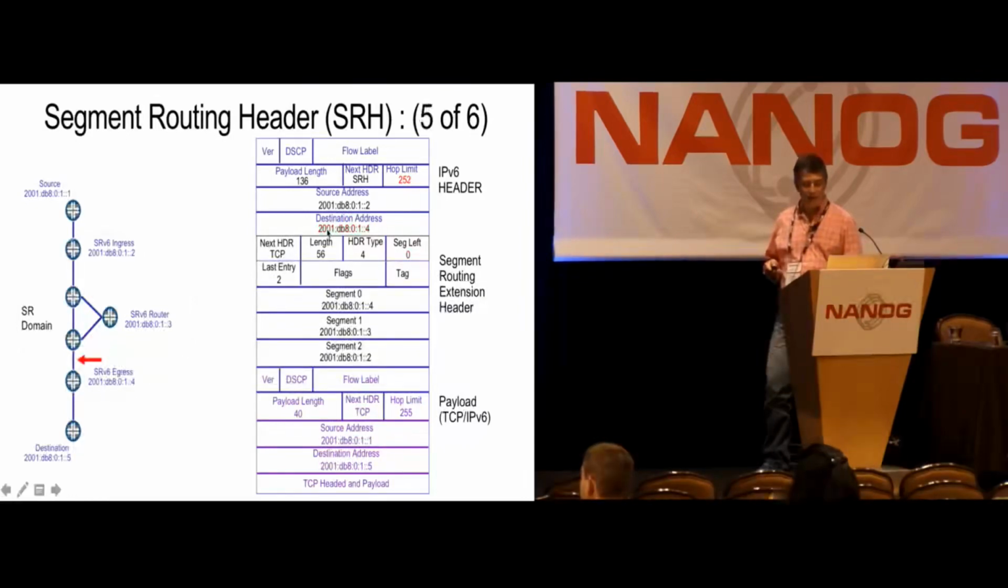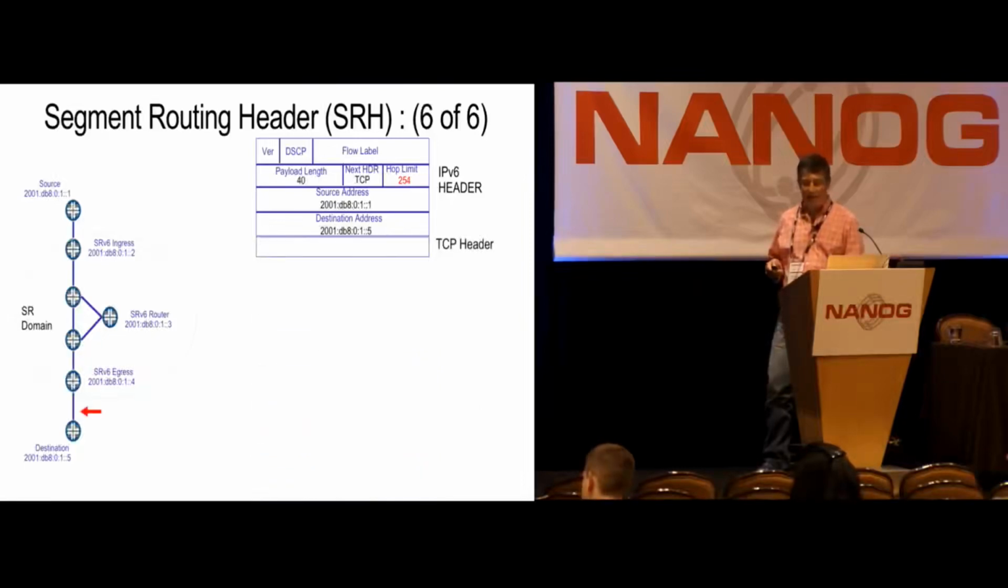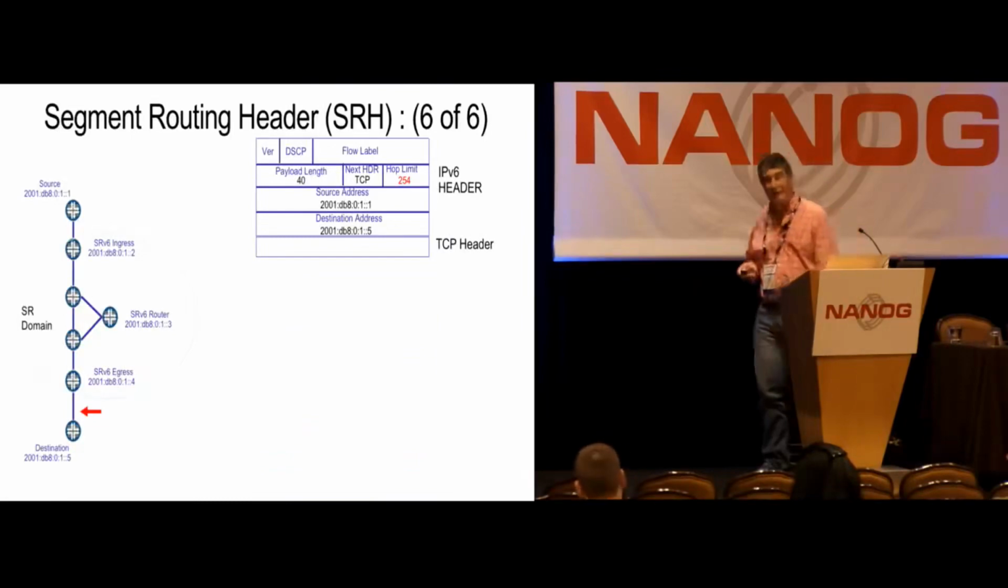He ships it. This node isn't SR aware. He just forwards the packet to the destination, which happens to be the SR egress. The SR egress gets it. He strips off everything, and the packet is back to looking exactly the way it did before it entered the SR domain.